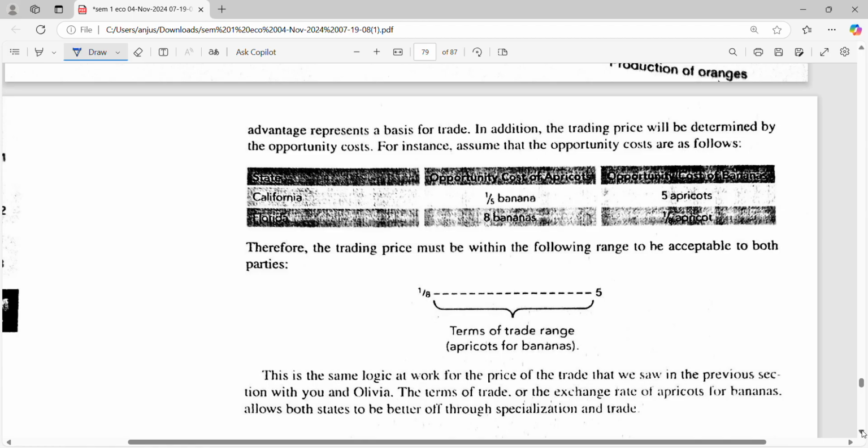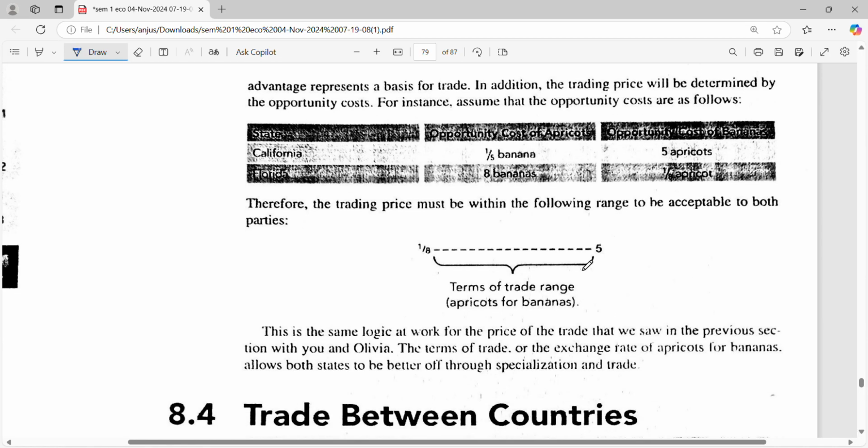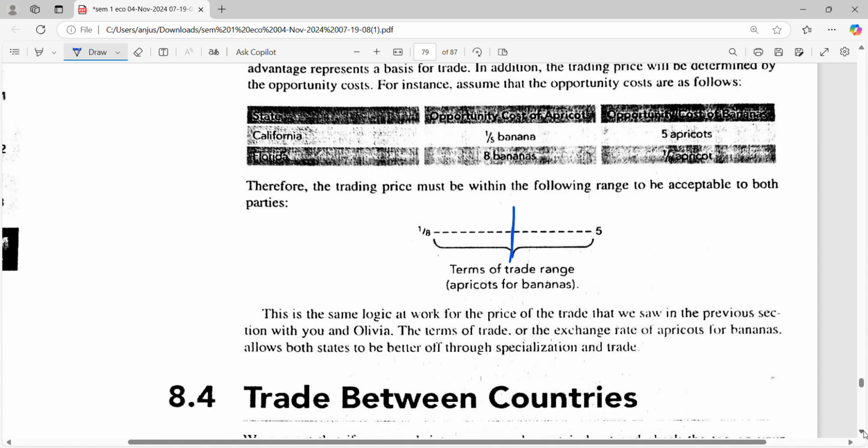And how will these prices be fixed? If we speak of apricots for bananas, in another example, the opportunity cost of bananas for the California state is 5 apricots, and the opportunity cost of bananas for the Florida state is 1/8 apricot. So 1/8 apricot for Florida and 5 apricots for California. So in between that, the price will be determined. This is the same logic as Olivia's and website and computer programs. So with that we are done with 8.3 as well.